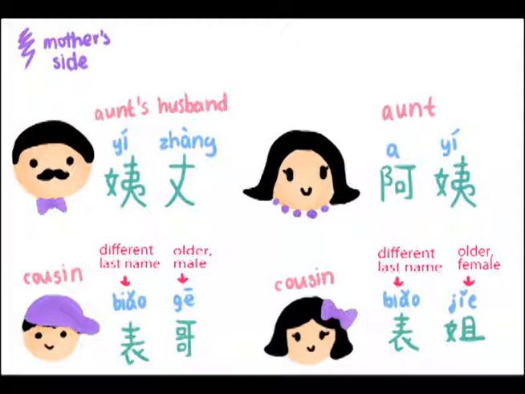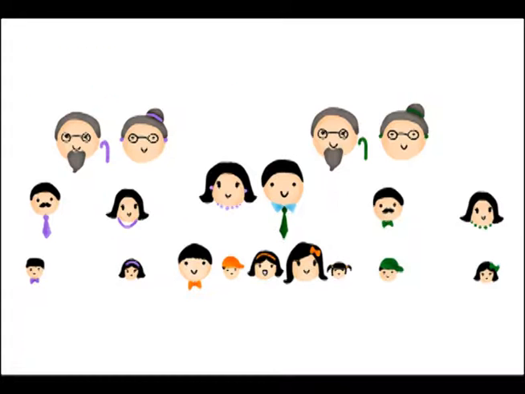If they have a daughter that is older than you, she would be your Biao Jie. Biao indicates that she has a different last name from you, and Jie means that she is an older female since Jie means older sister. Biao Jie.